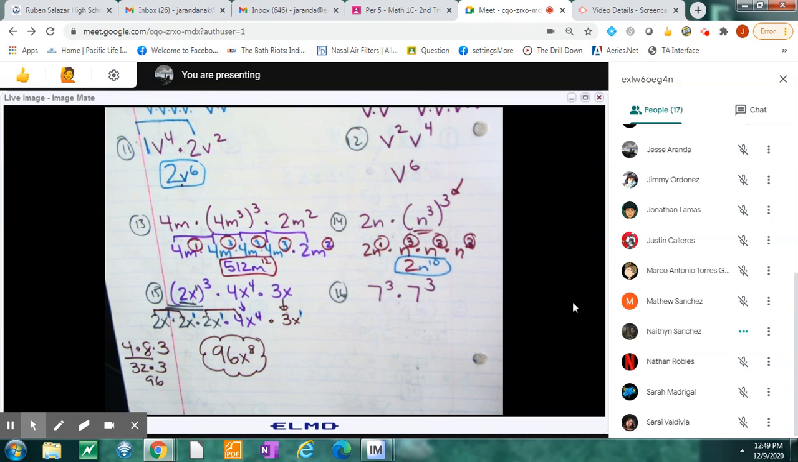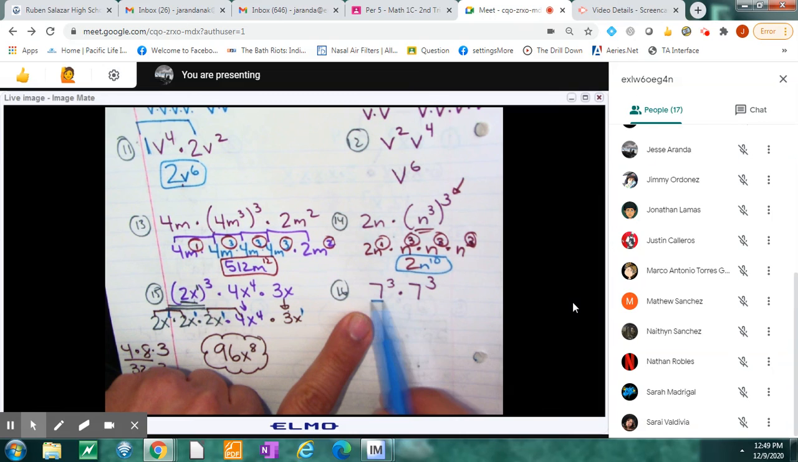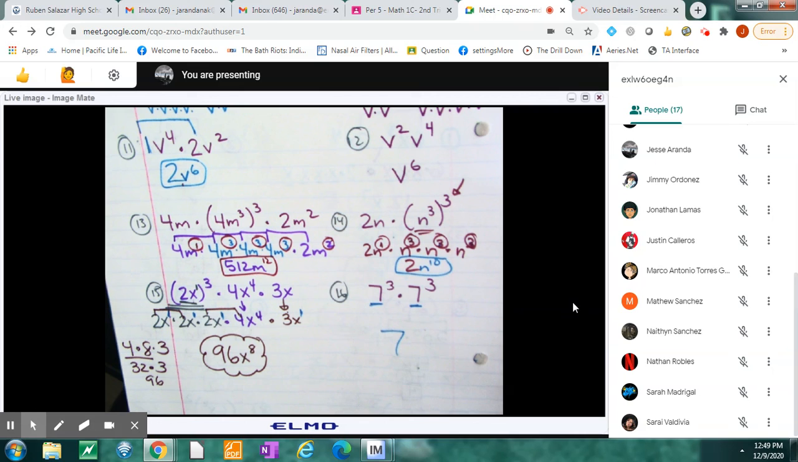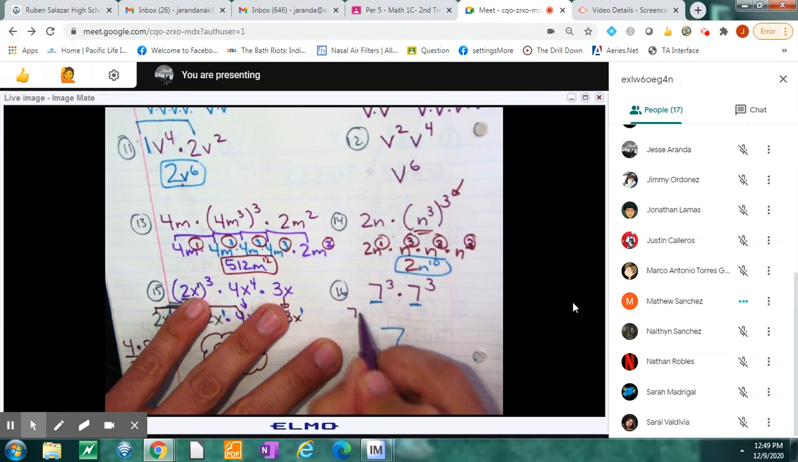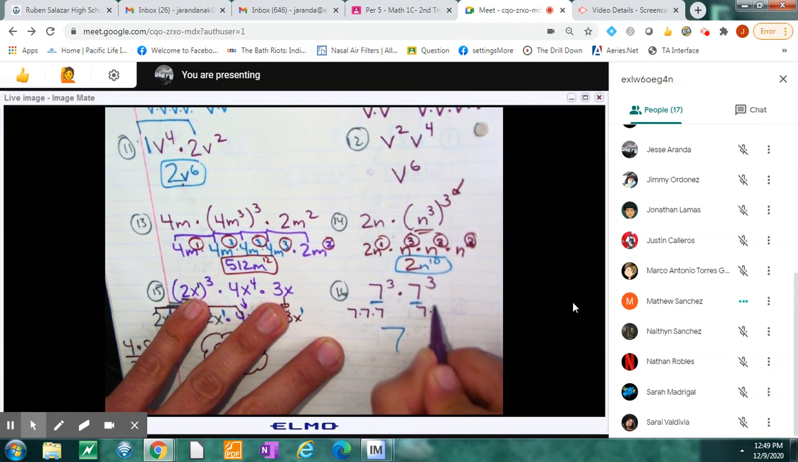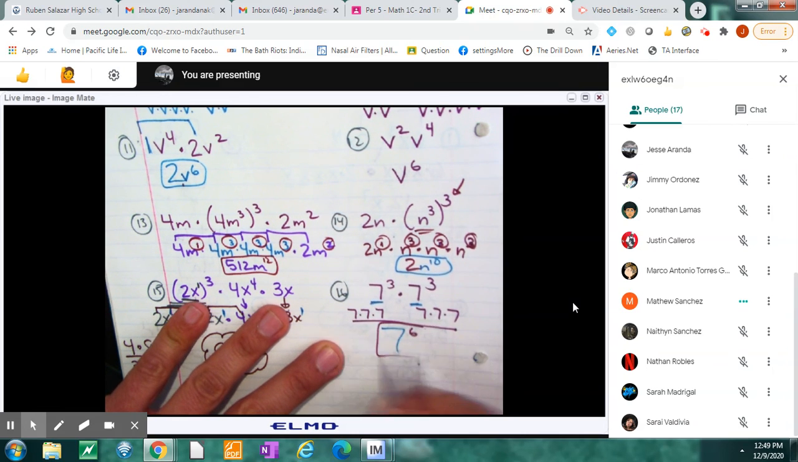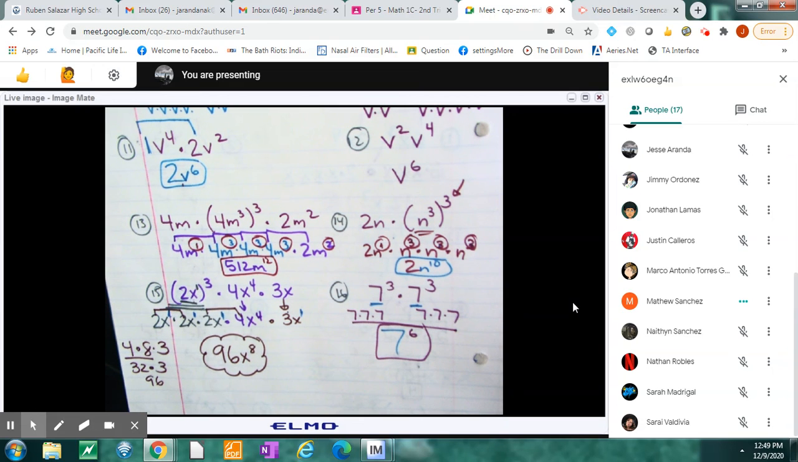And then the last one, Matthew Sanchez. See how 7 and 7 are the same? So just keep it the same. How many 7s are there? 6. Are you sure? Not 9? Let's do it the long way. 7 times 7 times 7, 7 times 7 times 7. How many 7s are there? Yep, there are 6. So you are correct. See that? If you do it the long way, you don't have to do all that work. I mean, you can get it.